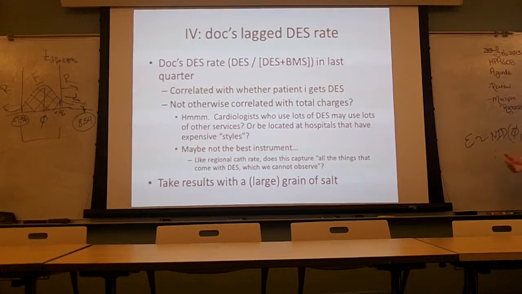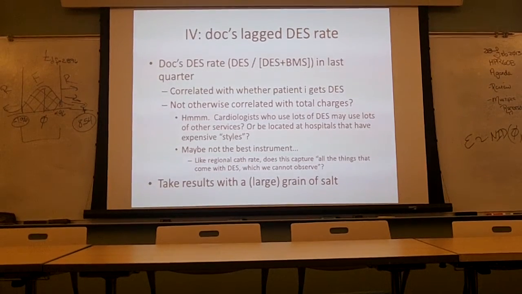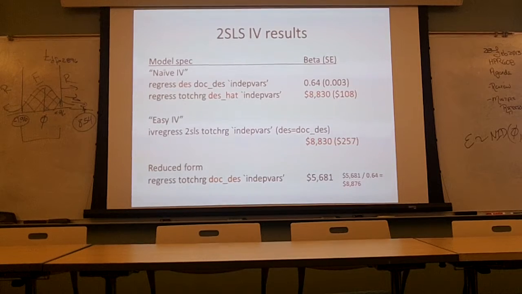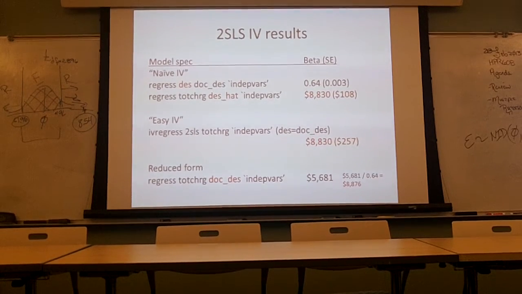Maybe it's not the best instrument, but I'll use it because it's in the data, for example. You may want to take these results with a large grain of salt. So here are the two-stage least squares instrumental variable results.